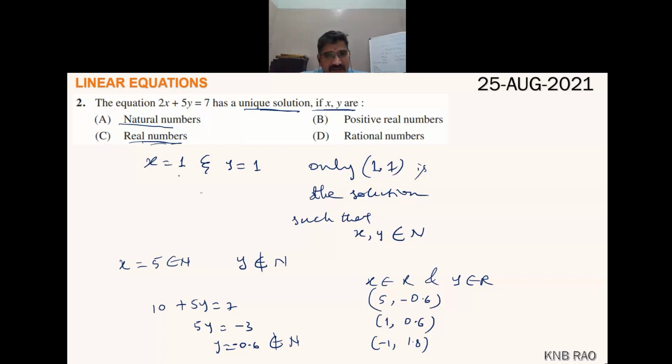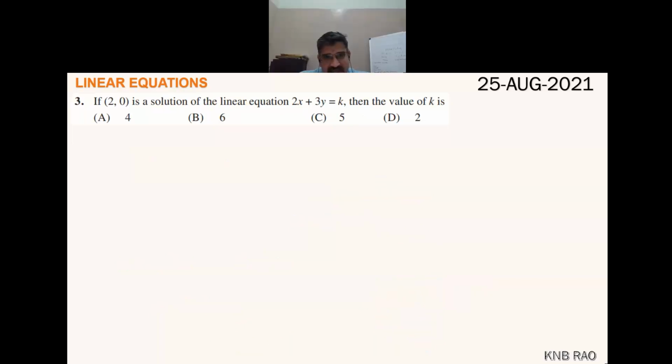Okay. Next, moving on to question number 3. Easy. It is very easy. If 2 comma 0 is a solution of the linear equation, then find the value of k. What to do now? We need to substitute. 4, sir. Perfect answer. Correct. So we need to substitute: 2 into 2 plus 3 into 0, 0 equals k, and 4 plus 0 is 4. So the right answer is A.